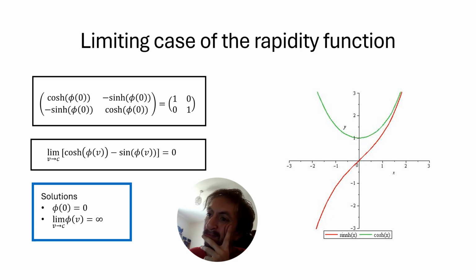Phi of v as v goes to c is a bit more complicated. Phi of v as v goes to c is kind of like the maximum angle.